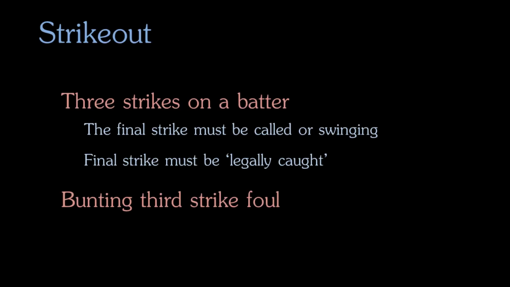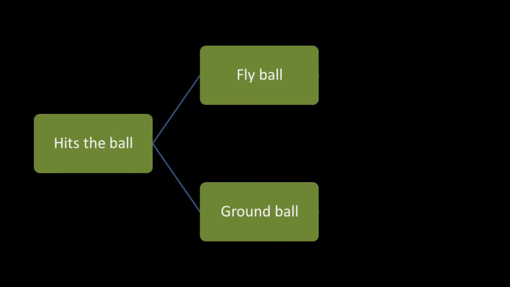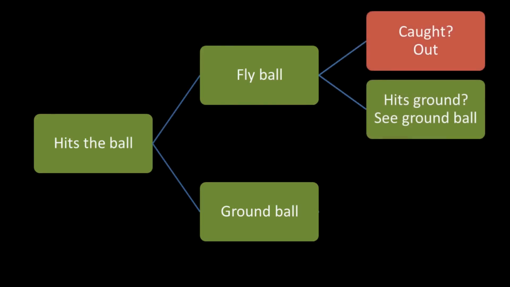So to recap the most common ways to be put out, 3 strikes is an out as long as the final strike is called or swung at and missed and the catcher catches the ball. If the ball is hit into the air, it is called a fly ball. And if a fly ball is caught before it hits the ground, it is an out. If a fly ball touches the ground, it becomes a ground ball.